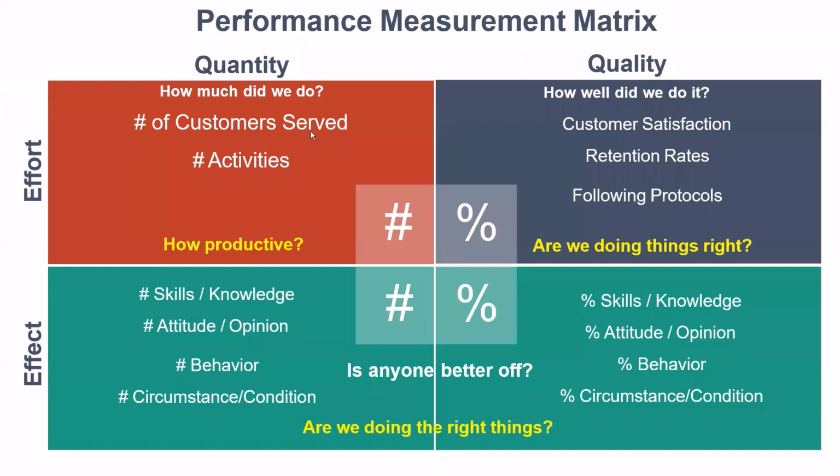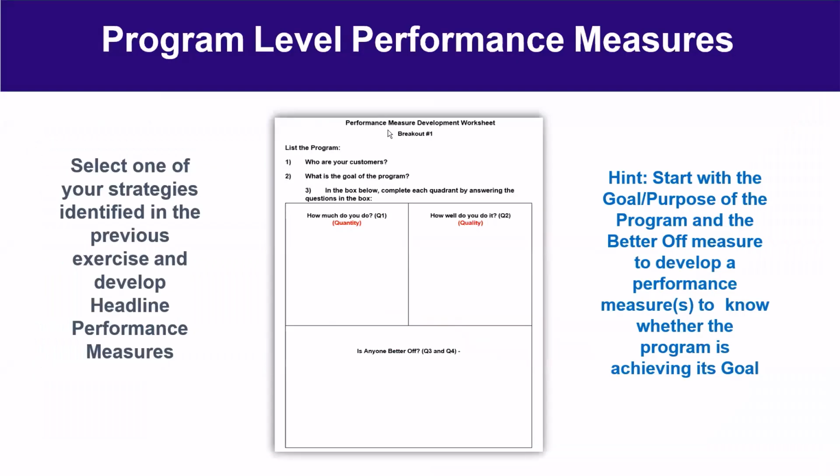So again, we're going to use this document right here, where you can list the name of your program or your strategy, who your customers are, and what the goal or purpose of the program or strategy is. Then jump right down and figure out how we're going to know we've achieved the goal or purpose of our program. And then you can go up and do the quantity and the quality. How much did we do? And is anyone better off?